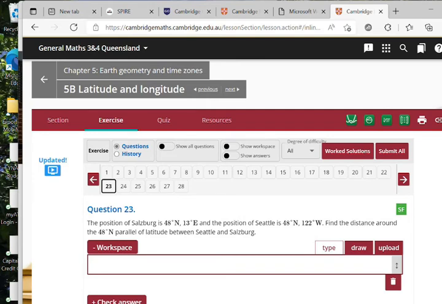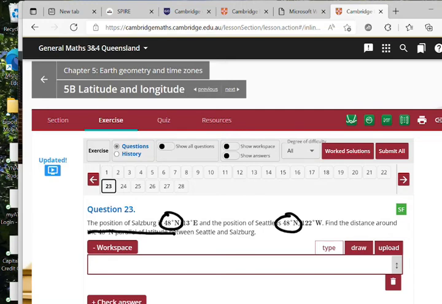Okay, here we go. The position of Salzburg is 48 degrees north, 13 degrees east, and the position of Seattle is 48 degrees north, 122 degrees west. Find the distance around the 48th parallel of latitude between Seattle and Salzburg. So this time, they don't have the same longitude, they have the same latitude. And even if they hadn't told you that they're on the same latitude, you could have used the fact that these first two numbers are the same to know that.